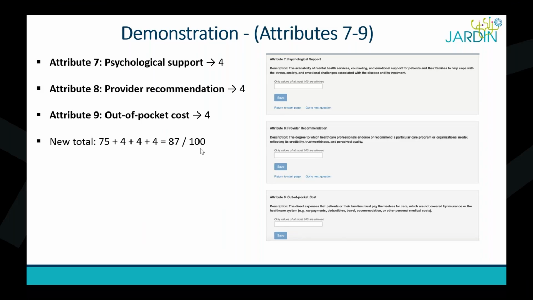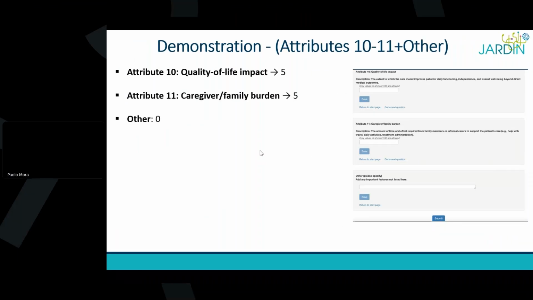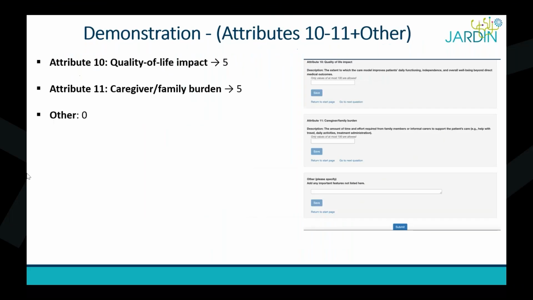And if you go to the next slide, please. And then the last remaining attributes, yeah, so you have the quality of life impact, caregiver, family burden, and other.